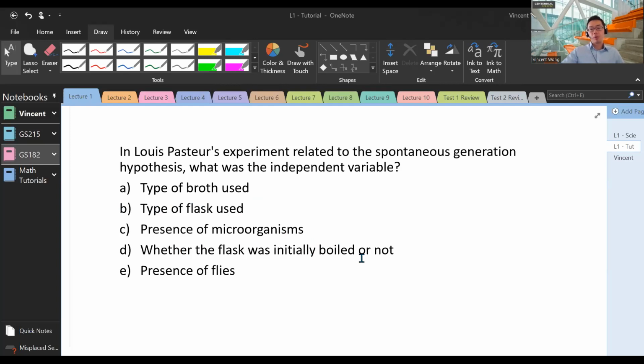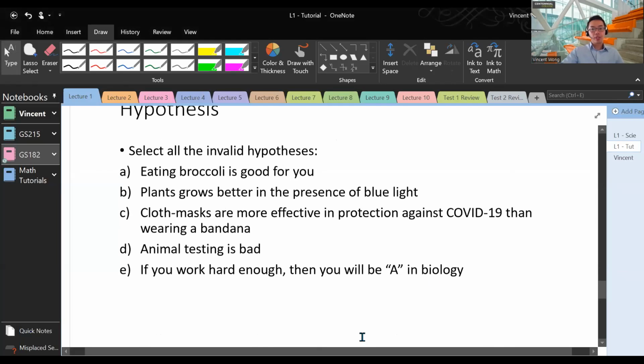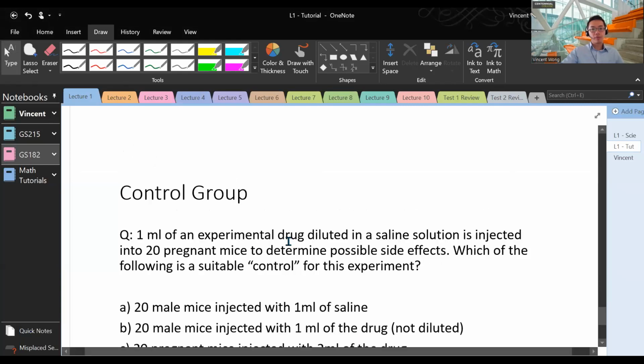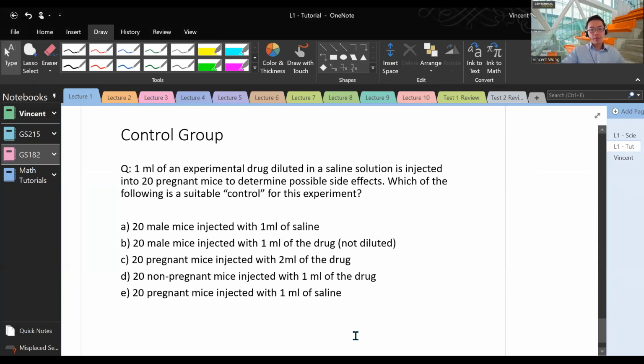All the flasks were boiled initially, so again, that's not a variable. A variable is something that changes, right? And presence of flies, his experiment does not deal with flies, right? It's the Redi experiment that deals with flies. Okay, here's another example. I think we did this already, so let's move on. Okay, this one is good. Let's see if you can try that.